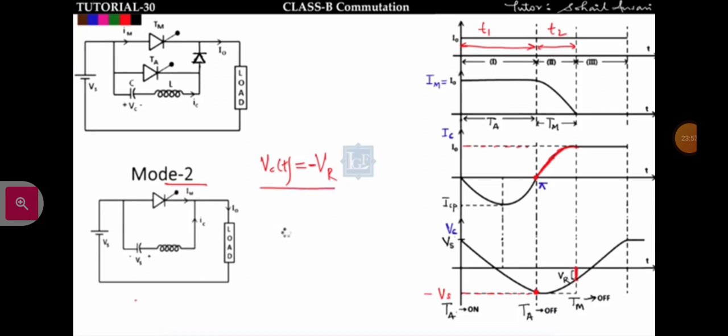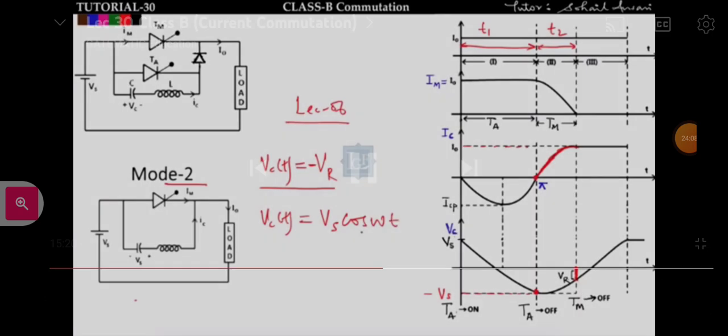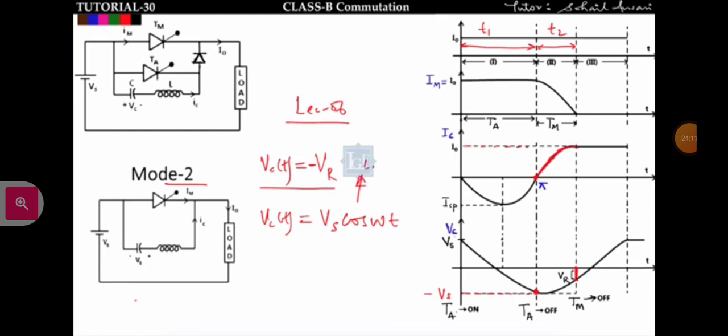So how can I find Vc of t? See, Vc of t we have already found in lecture number 6. The Vc of t is nothing but Vs cos omega t. For a discharging LC circuit, Vc of t is equal to Vs cos omega t. You can see this equation in lecture number 6. Okay, so at the end of mode 2 what is the total time? This is pi and this is T2, right? So I can write the total time as pi plus omega T2. This is the total time at this point.